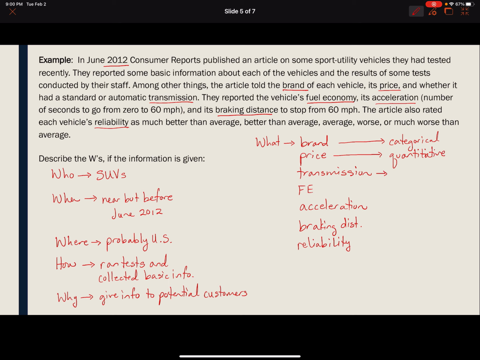The transmission, there's two types of transmission, standard and automatic. So that is a categorical variable. The fuel economy, so that is in, what's the unit? I can't remember. It's late, but this is definitely quantitative. Acceleration, and it says that the acceleration is the number of seconds to go from 0 to 60. So this is also quantitative. And this is in seconds. And the same thing with braking distance.